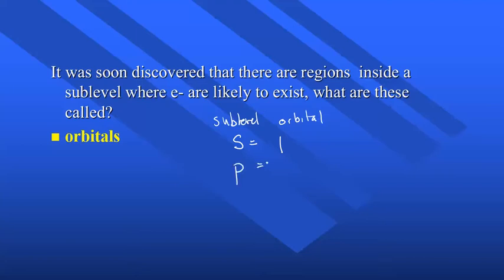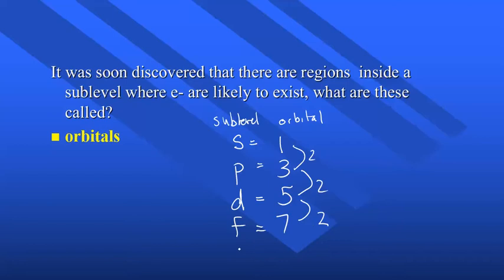P has 3 houses. D has 2 more. Any guesses how many houses the D will have? 5. Let's see. Natalie, you ready? F has how many houses? 7. Because 7 is 2 away from 5.